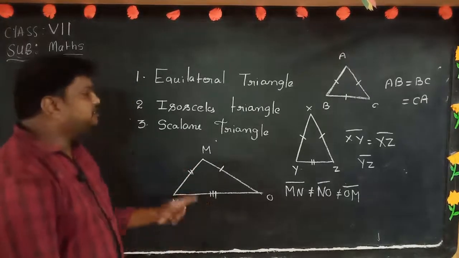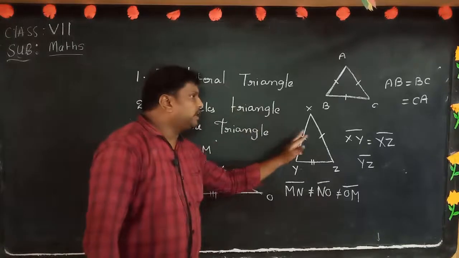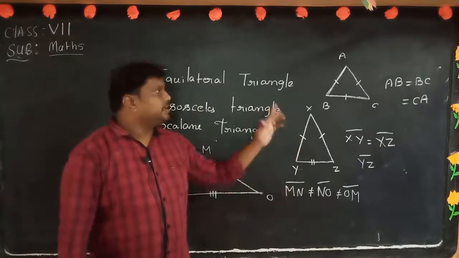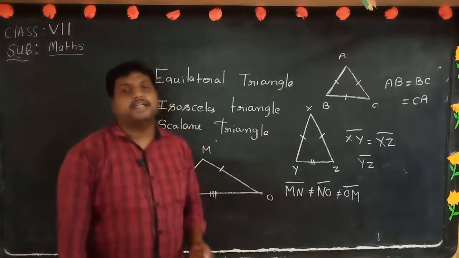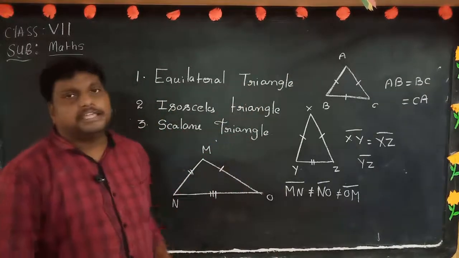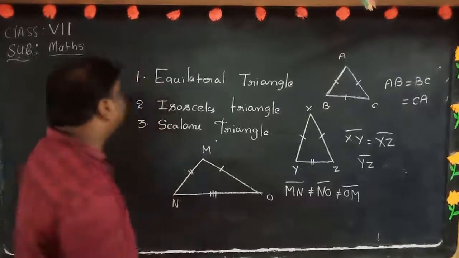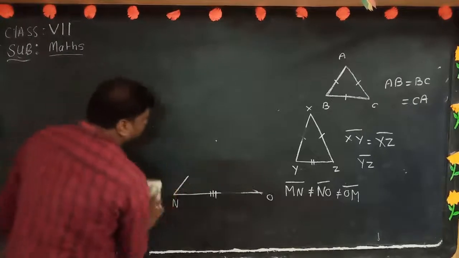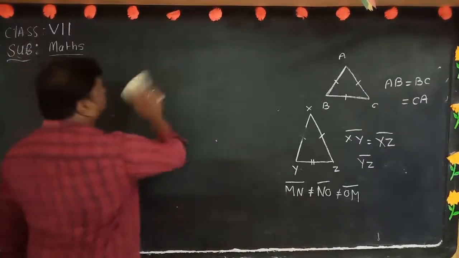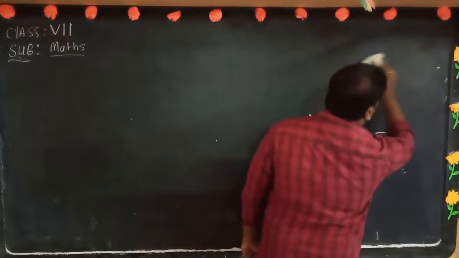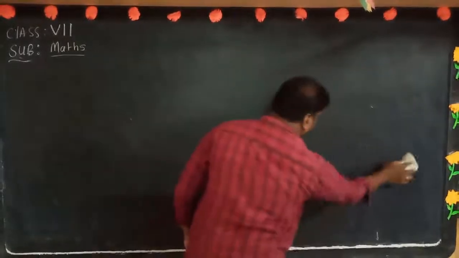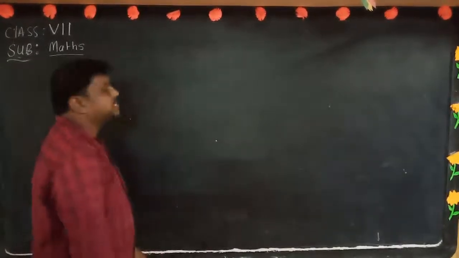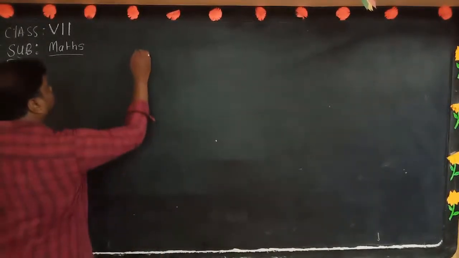scalene triangle. In which triangle has two sides equal, then the triangle is called isosceles triangle. In which triangle has 3 sides equal, then the triangle is called equilateral triangle. These are based upon sides. Based upon sides over. Now based upon angles.